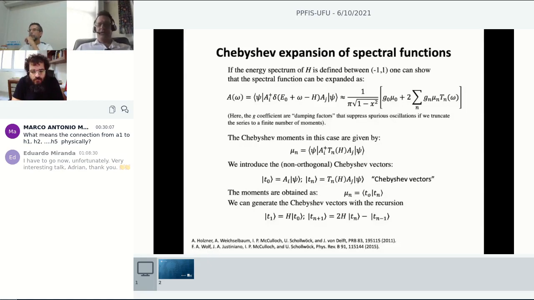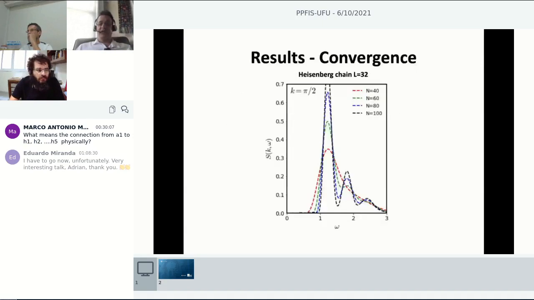So we did this. We also used the Fubini-Study metric and natural gradient descent to calculate all these vectors, and we had to optimize basically. This is a recursion. First you have to get the ground state, then you apply A to the ground state, then you apply H to this state, and then you apply the recursion 100 times. So you have to optimize 100 wave functions, and it cannot be done in parallel this time because it's a sequential process. Each Chebyshev vector depends on the previous two. But it's very straightforward and efficient, and can be done.